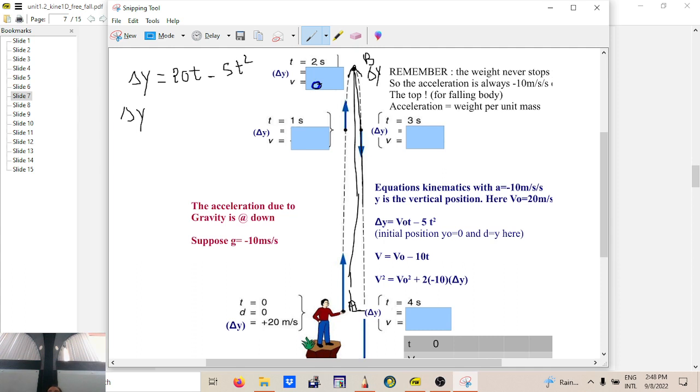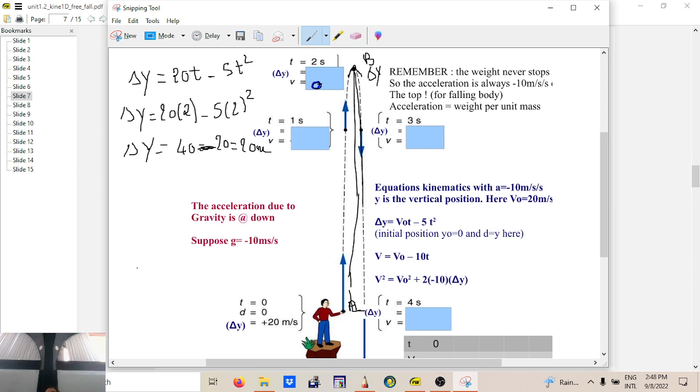So do we have the time? 2 seconds. Oh, you're right. Someone said 20, so you're right. So 20 meters. Is that clear?